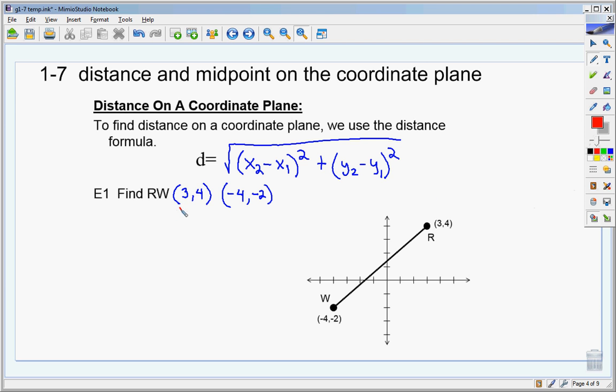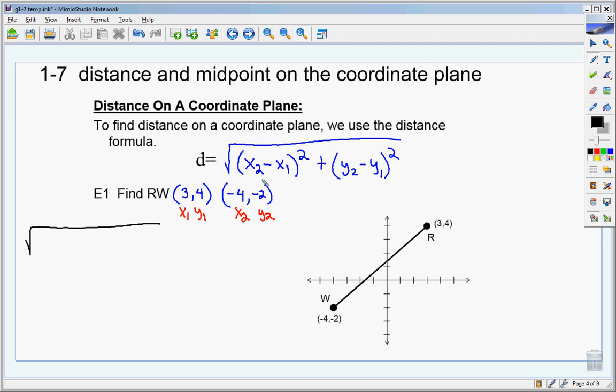Remember, every ordered pair has an x value and a y value. So I'm going to label the first ordered pair x1, y1, and the second ordered pair x2 and y2. If you do that and you know this formula, it makes the rest of it just number crunching. You can just plug it into the formula.